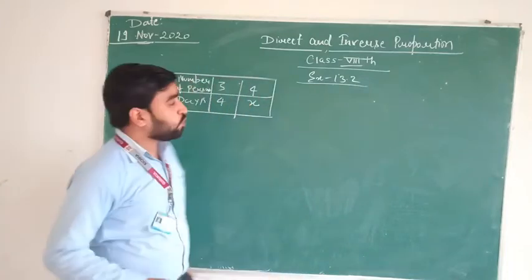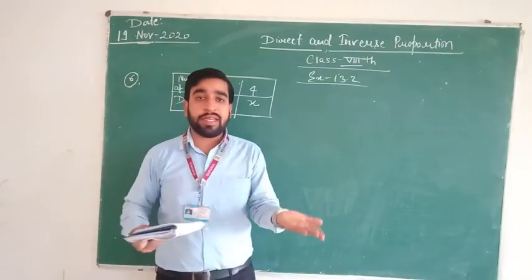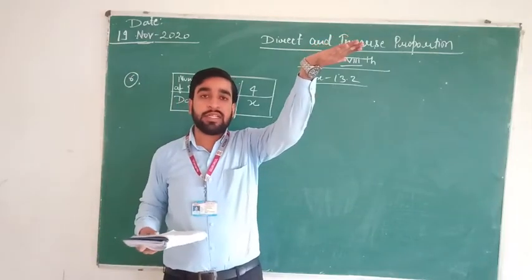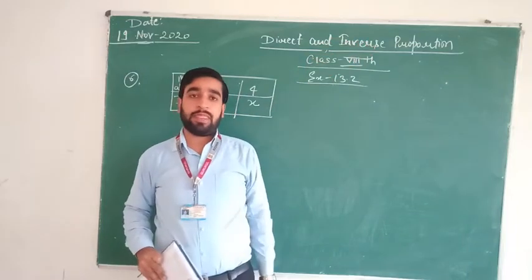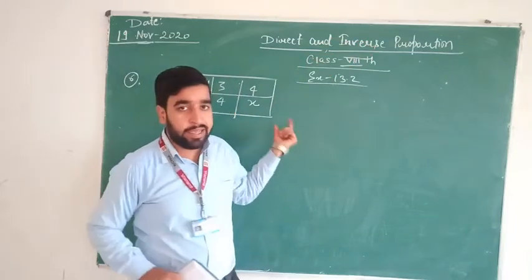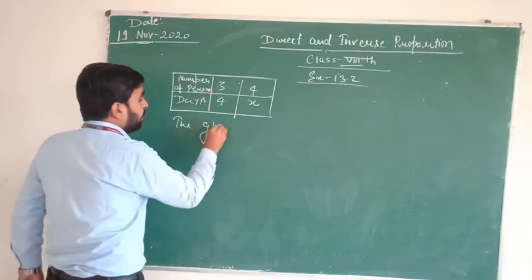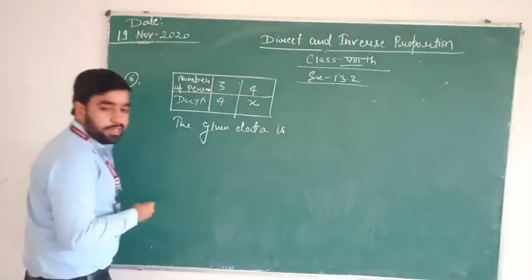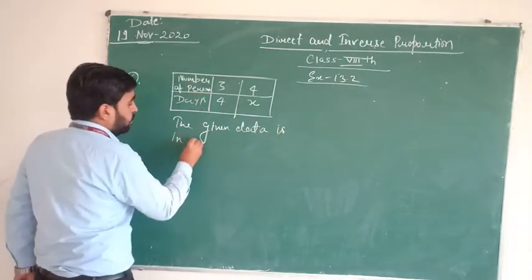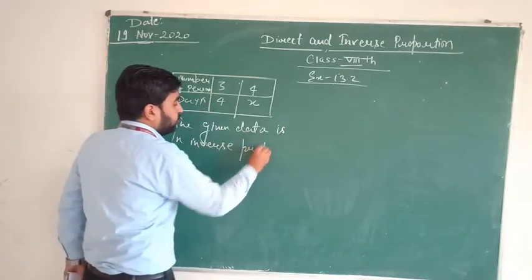Jasminder. Now students, as you can see, which kind of variation is there? If you will increase the number of workers, then obviously the number of days will decrease. So here obviously is inverse variation. So firstly we will mention the given data is in inverse proportion.